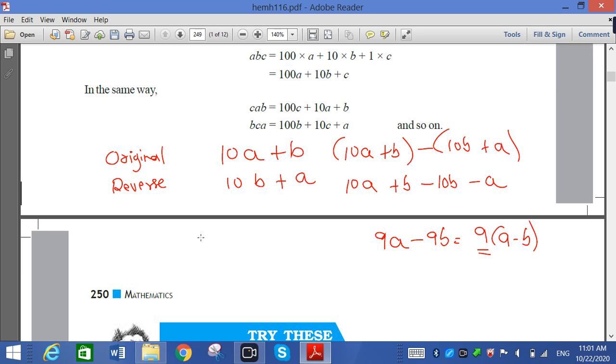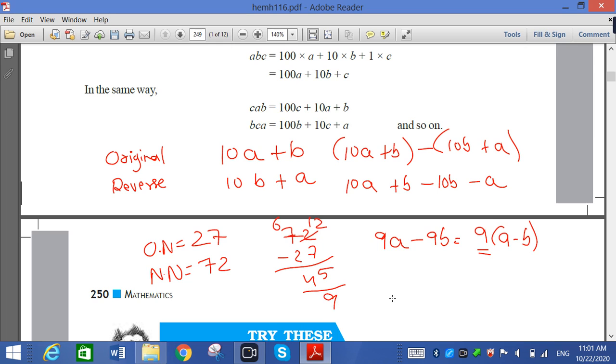If I take any number, say 27, its reverse is 72. The original number is 27, and the new number on reversing is 72. Now 72 minus 27. 12 minus 7 is 5. Here 6 minus 2 is 4. So 45 is always divisible by 9.